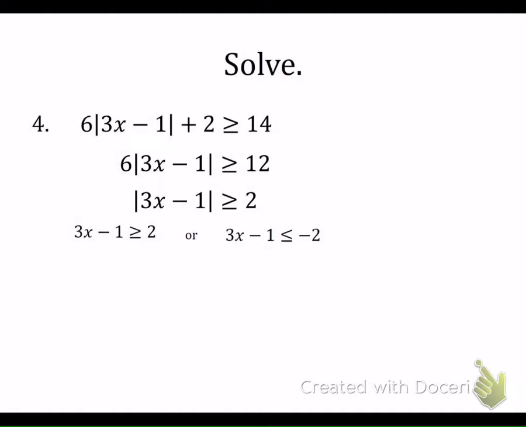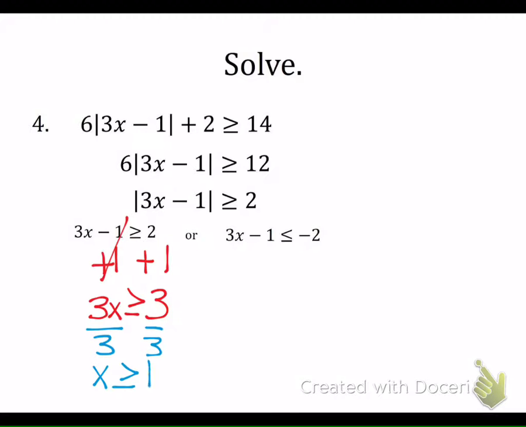So, how do I solve the first one? Plus 1, plus 1. 3x greater than or equal to 3. Divide by 3. X needs to be greater than or equal to 1. Or what? Add the 1. 3x less than or equal to negative 1. Divide by the 3. X is less than or equal to negative 1/3.